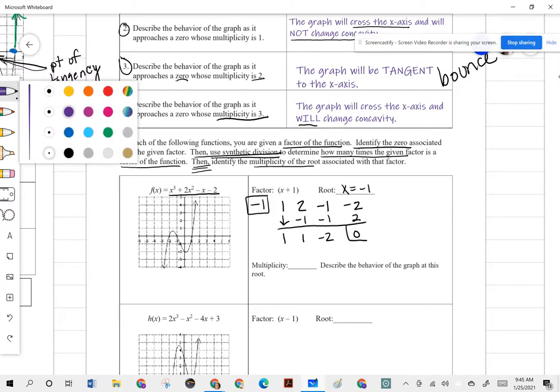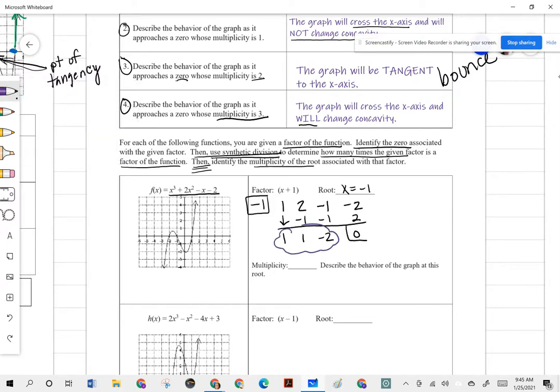I'm going to change colors for you guys. We're going to take this new function, and we are also going to synthetically divide by -1 with the new function, 1, 1, -2. And we're looking to see if we get a 0 or not. So 1 times -1, we get 0. We get 0, we get -2. That is my remainder. So that is not a 0. All right, so that means this -1 only has a multiplicity of 1.